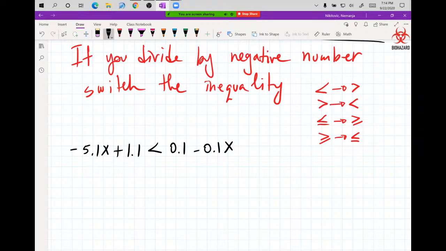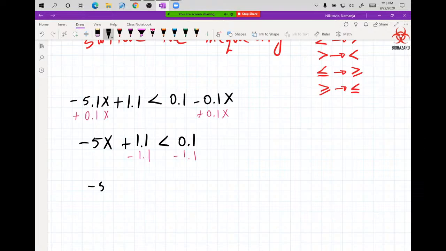So we add 0.1 to both sides, and we get negative 5x plus 1.1 less than 0.1. Then we are going to subtract 1.1 on both sides, and we are going to get negative 5x less than, and then this subtraction here is negative 1.